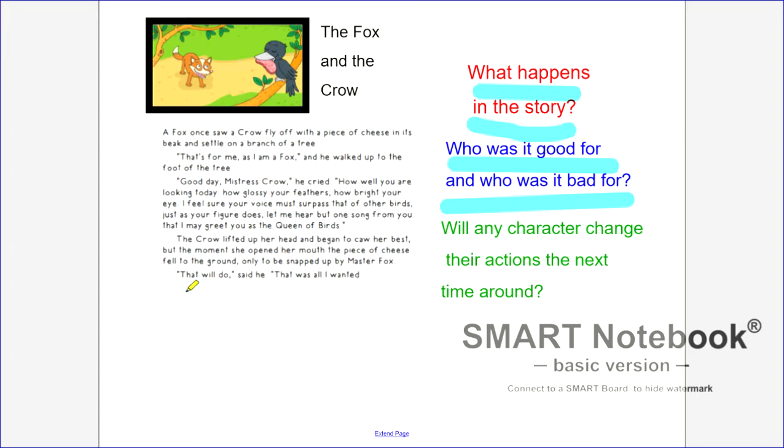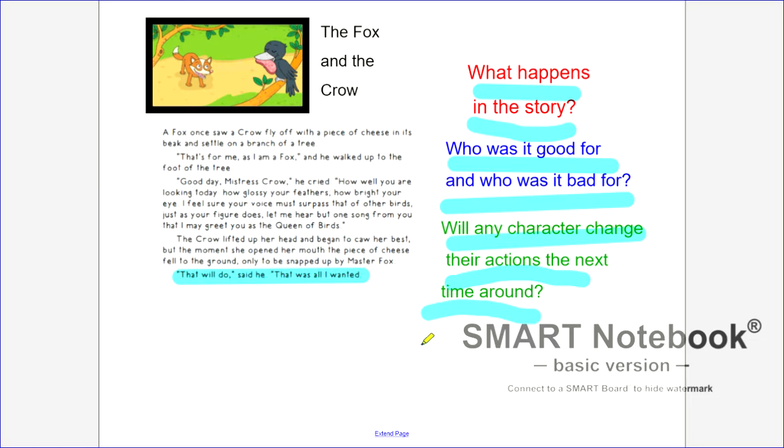Ooh, so this is interesting. The very end: that will do, that was all I wanted. The fox really just wanted the food that the crow was eating. So that makes me think, what might change the next time around? Well, if I was the crow, I'm thinking I might not listen to the fox.